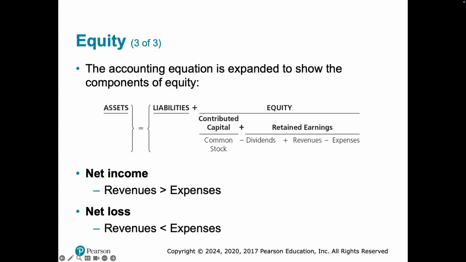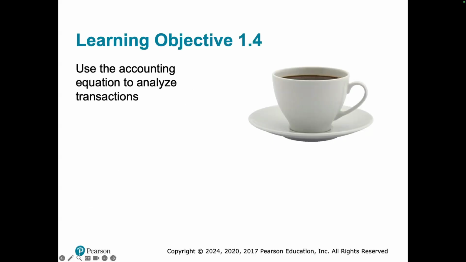Okay, so companies that have net income will keep on flourishing, and will at least be able to stay alive and keep on producing. Companies that have net losses over time, if they cannot turn it around, eventually will have to close. Now, let's look at objective 1.4.